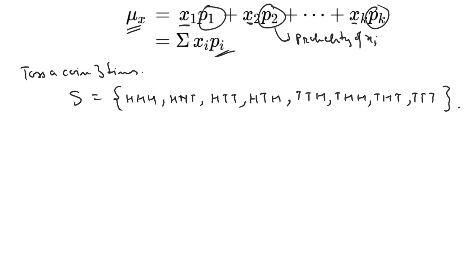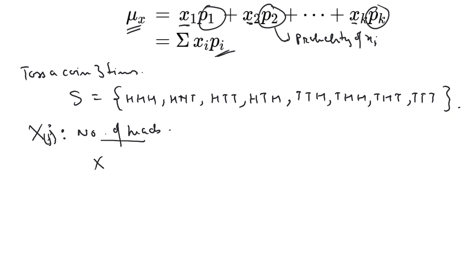Now I'm taking a random variable, capital X, which is defined on this sample space as the number of heads. It's a simple example that I always take: the number of heads. So what is the value of X?